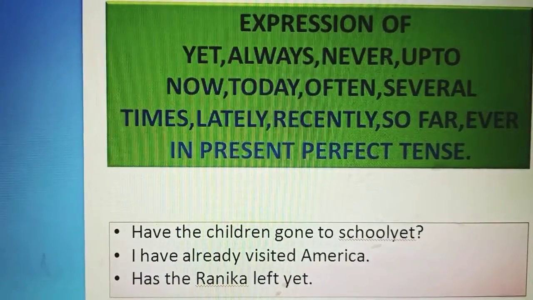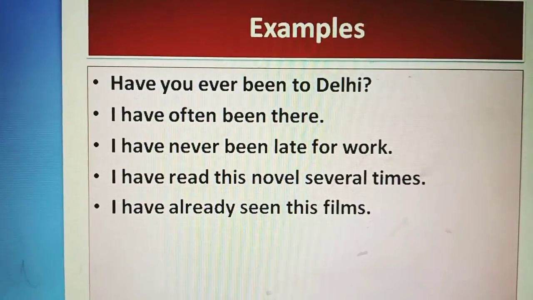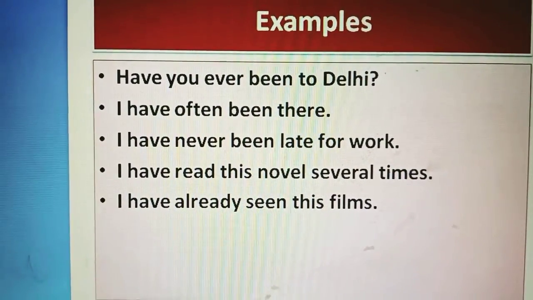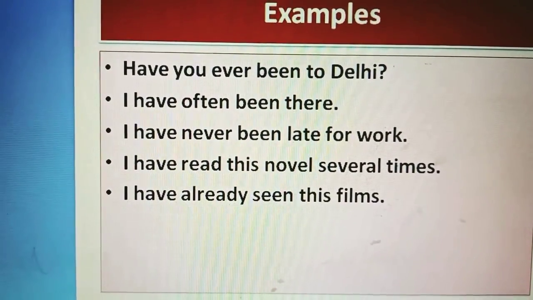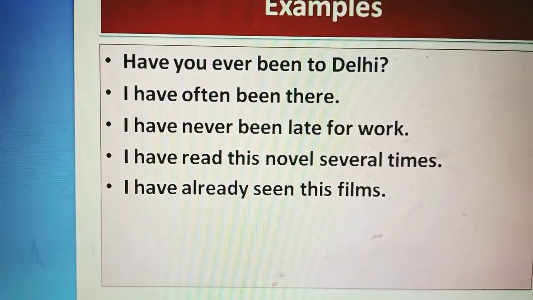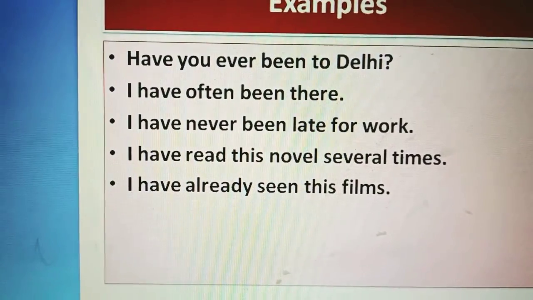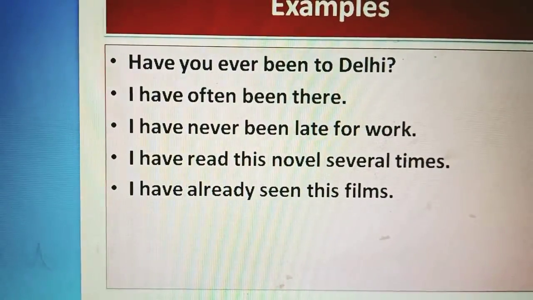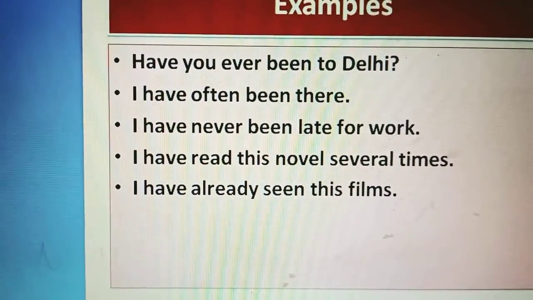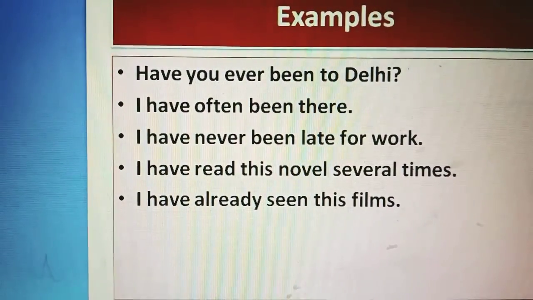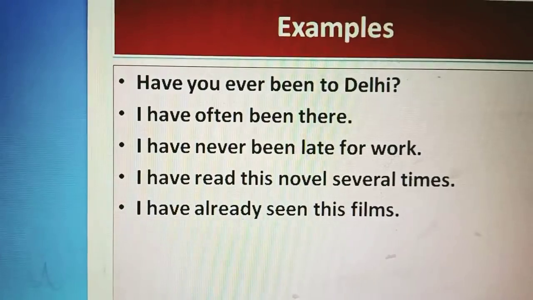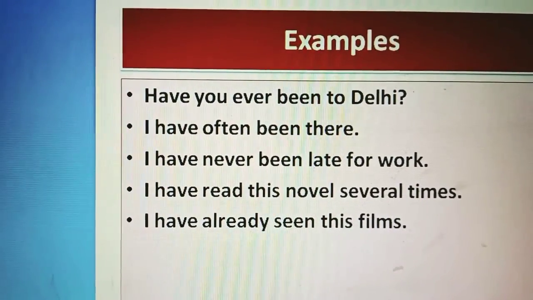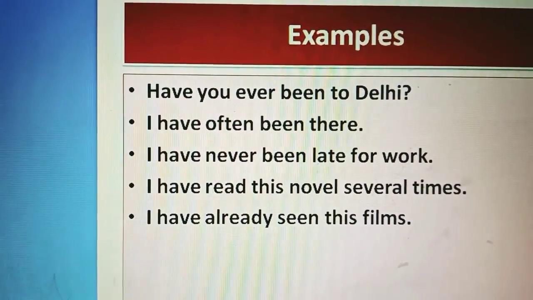the present perfect tense. Have you ever been to Delhi? कभी दिल्ली गए हो? I have often been there, मैं काफ़ी बार वहाँ गया हूँ. I have never been late for work, अपने काम के लिए कभी भी लेट नहीं होता है. I have read this novel several times, इसको पढ़ा है. And I have already seen this film. These are some examples with the help of these above words that you have seen in the previous slide here, right? That's it, that was your present perfect tense.